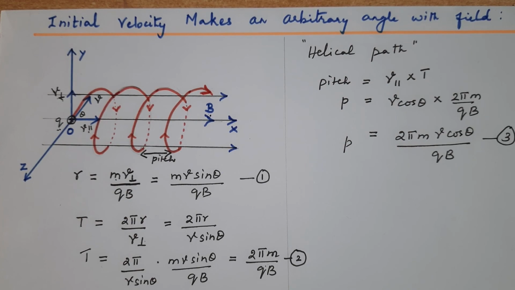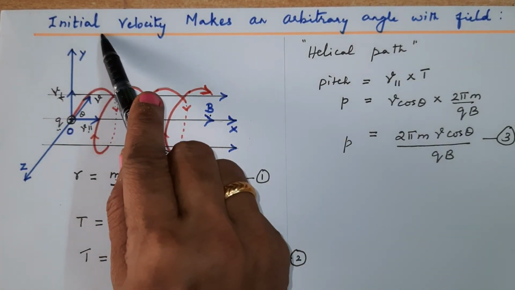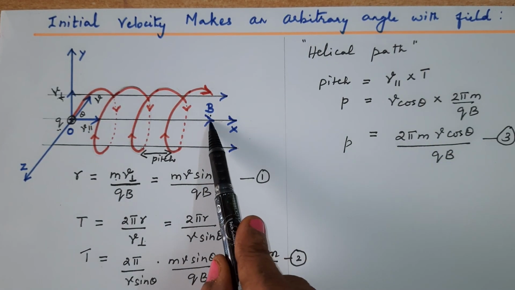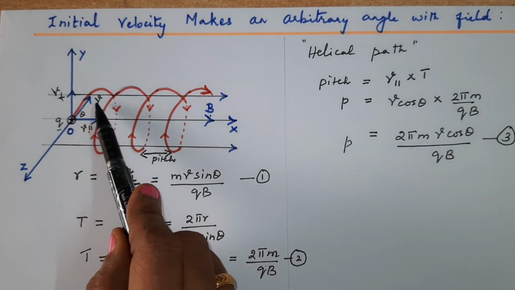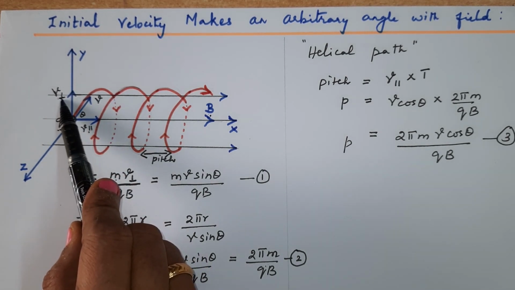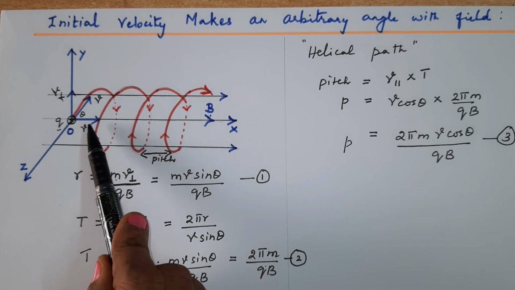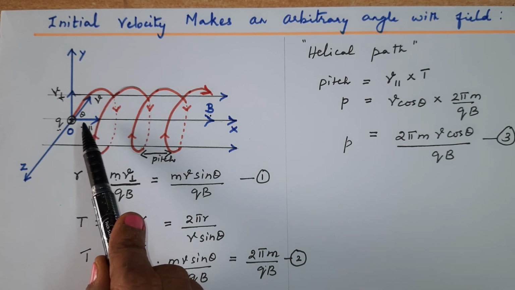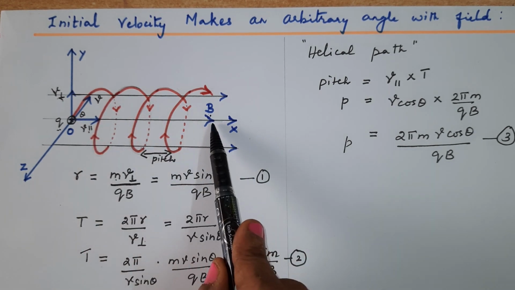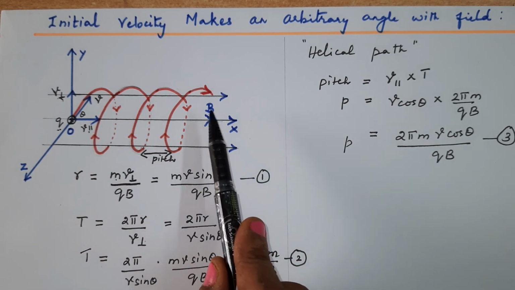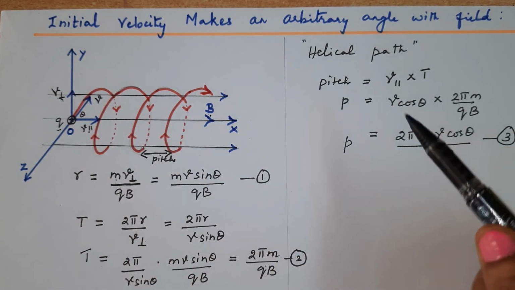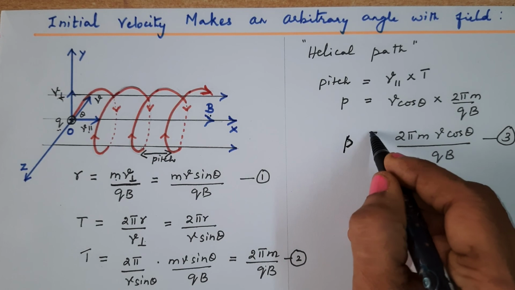So you can understand that the initial velocity makes an arbitrary angle with the field, where the field is in the direction along the x-axis. The velocity V is resolved into the parallel component and also the perpendicular component, and it exhibits two types of motions because it experiences force when this velocity vector makes an angle theta with the B vector. Due to this magnetic force, it shows linear motion as well as circular motion. That is what is given by the pitch, the distance travelled.